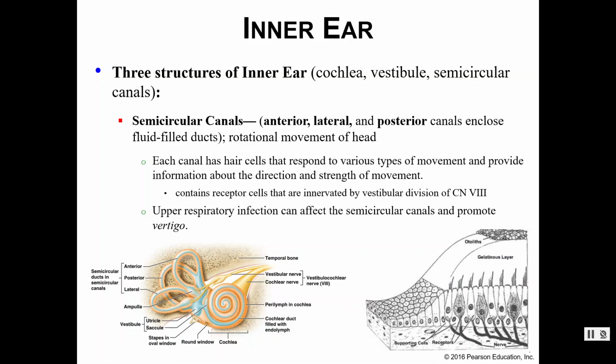Each canal is set up somewhat similar to what we just described. You've got the hair cells that respond to the various types of movement in the same way. Remember, the jelly is going to move, the rocks are going to bump the hairs, so forth and so on. This type of information we're going to be sending is more about the direction of movement, the strength of the movements, things like that. And again, these receptors are still going to be sending information through the vestibular division of cranial nerve number 8, because this is still dealing with equilibrium and balance.